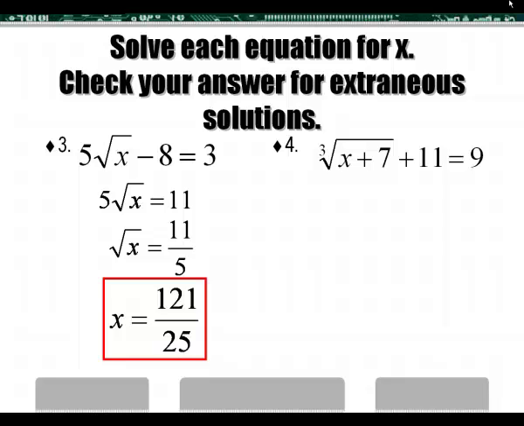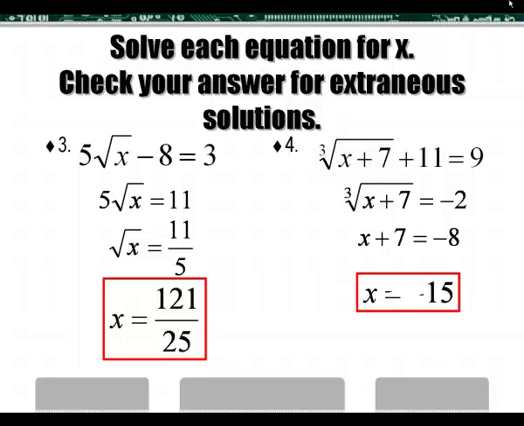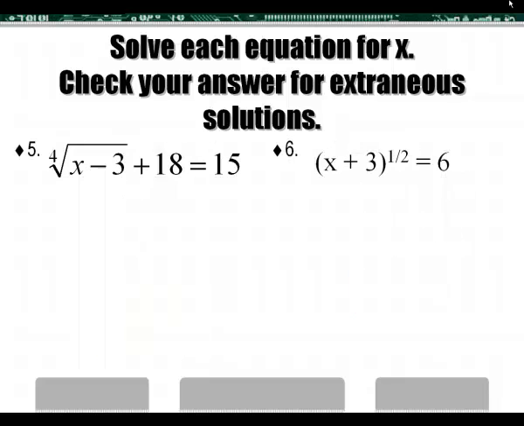Number 4, we begin by subtracting 11 from 9. That gives us -2. We get rid of the third root by raising it to the third power, which is -8. And now we finish by subtracting 7 to get -15 for a final answer.